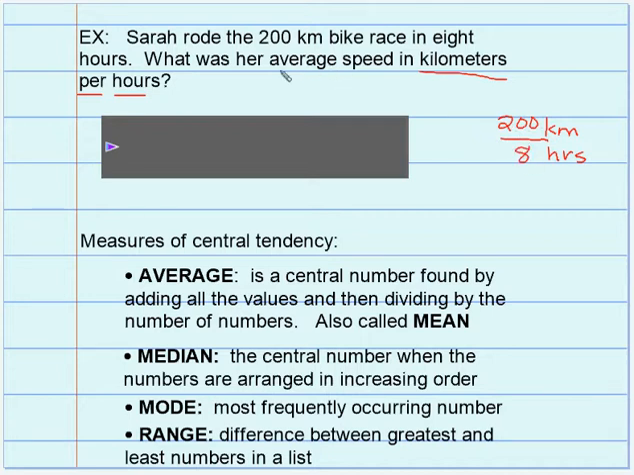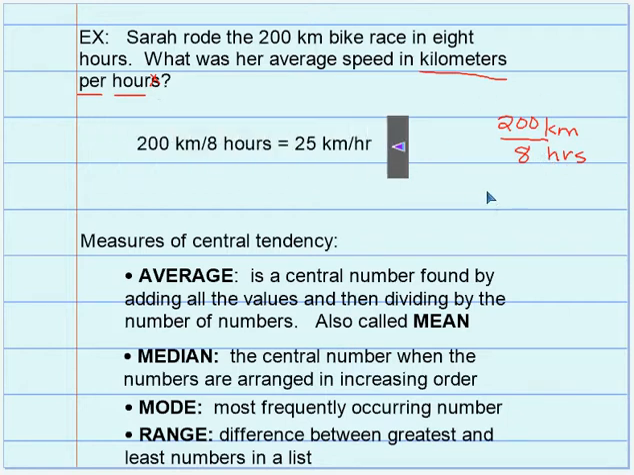Okay, but here's where it gets tricky. This is not your answer. What was her average speed in kilometers per hour? Okay, and maybe that should have just said per hour. So it wants it per 1 hour, so you have to divide that out, and when you do that, you get 25 kilometers per hour. Okay, that's how that works.